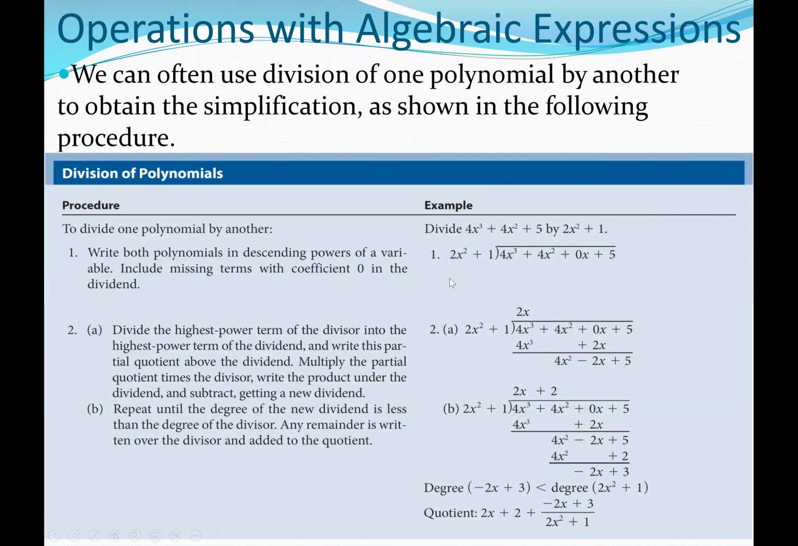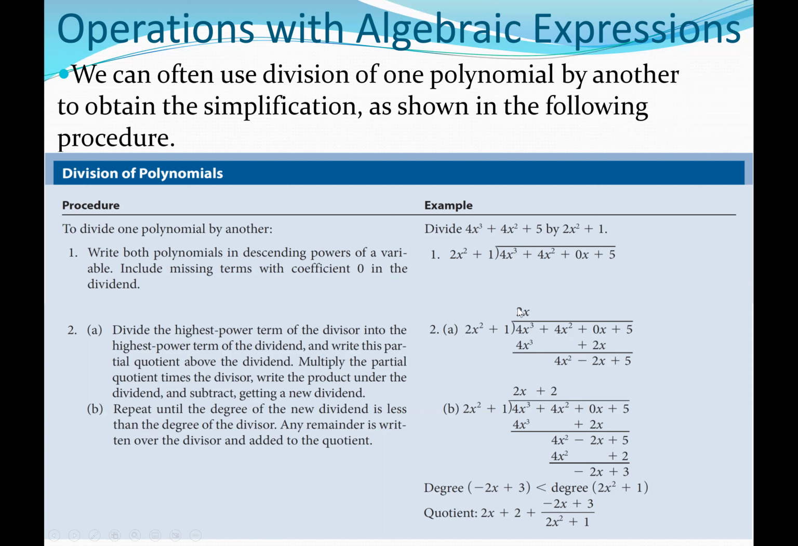Now with division also, we can do a binomial. So let's see this example. Divide 4x cubed plus 4x squared plus 5 by 2x squared plus 1. Now, when we have a trinomial, the process is a little bit longer. So for example, we are dividing by the 2x squared, so I will take 2x squared and divide it into the terms here. You can see 2x squared, you divide it into the first term, 4x cubed, divided by 2x squared. My answer will be 2x.